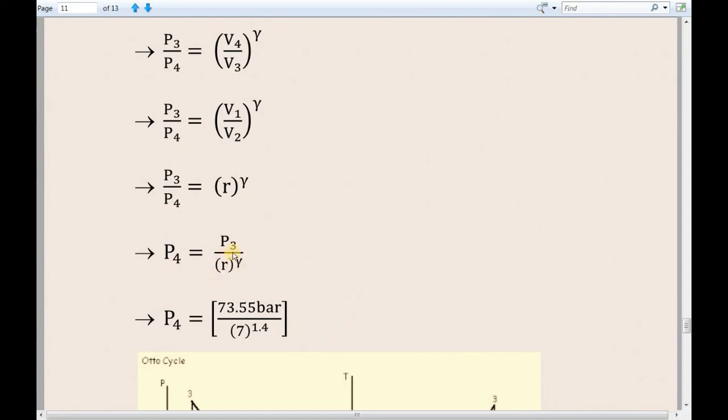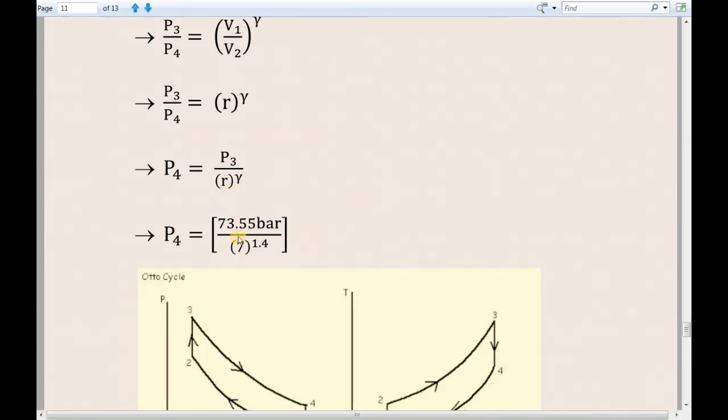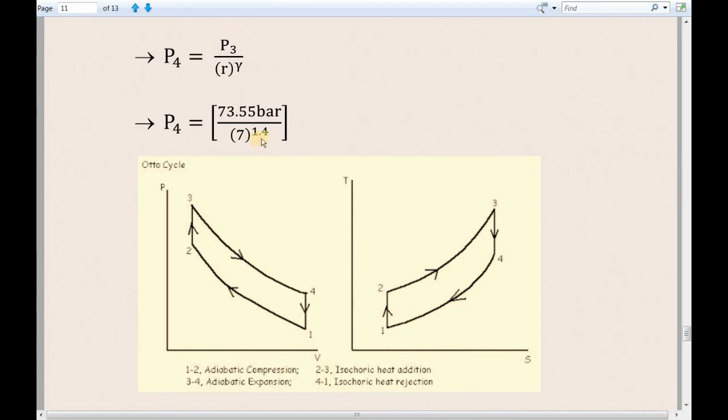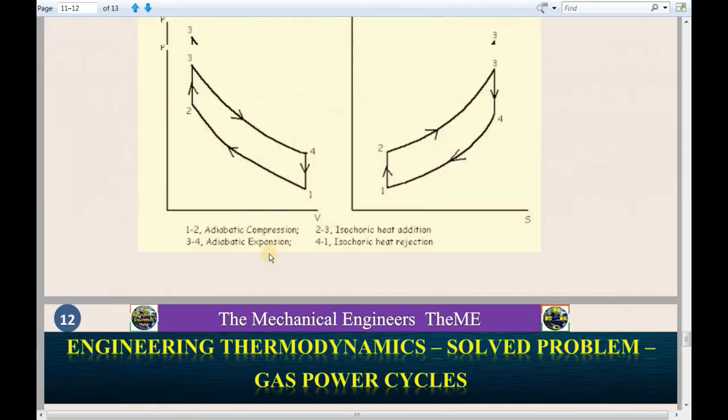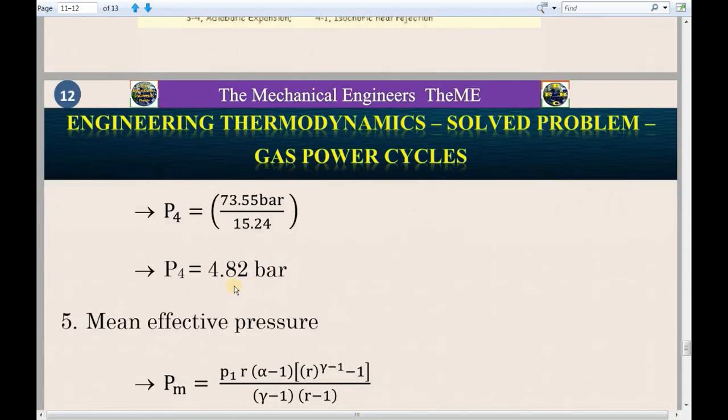In this formula, we know the values of P3, R and gamma. So just substitute the values. We get P4 is equal to 73.55 bar divided by 7 to the power of 1.4. In this denominator, 7 to the power of 1.4 is 15.24. So the next step will be P4 is equal to 73.55 bar divided by 15.24. In this RHS, 73.55 bar divided by 15.24 is 4.82 bar. So P4 is equal to 4.82 bar, which means pressure at the end of adiabatic expansion process 3 to 4 is 4.82 bar.